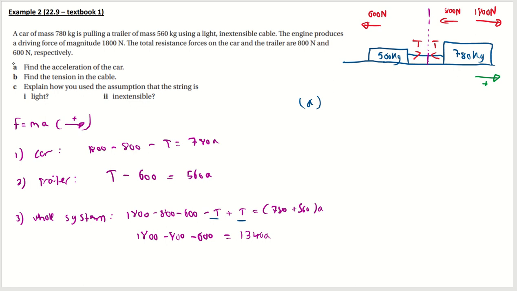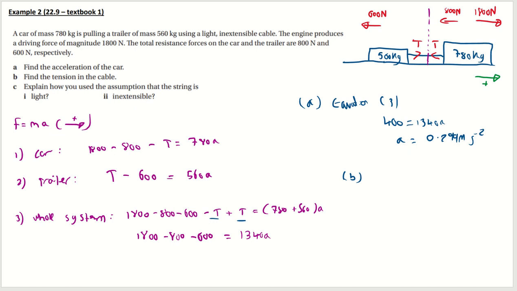So first of all, to find the acceleration, it looks like this bottom one has the least number of unknowns. So I'm going to take equation 3 that we've written down, and the left hand side is going to simplify down to 400, so we'll get 400 equals 1340a. Then a is going to equal 400 divided by 1340, which to 3 significant figures is 0.299 meters per second squared. That's the final answer. When I use that in a minute, I'm going to use the version on my calculator that's slightly more accurate. So part B, find the tension.